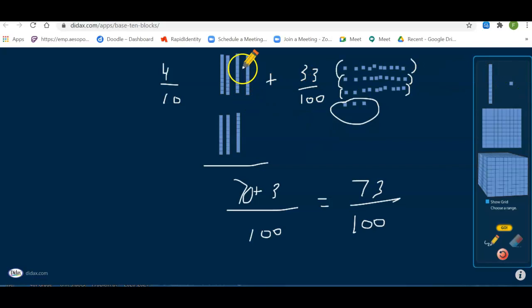Okay. Now I could have done the opposite. I could have gone over and I could have taken all of these and turned them into ones. So if I taken all of these over here, if I turn them all into ones, it would be 10, 20, 30, 40, 50, 60, 70, and then 1, 2, 3. So that's how you can do this using the base 10 blocks.